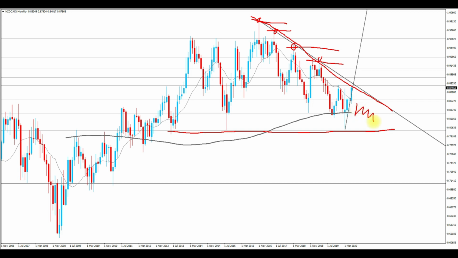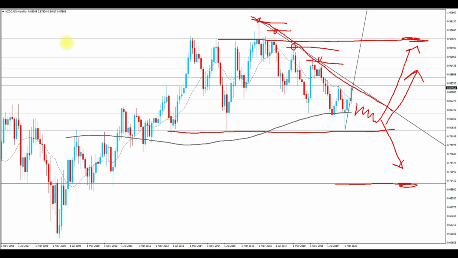So I'm expecting price to break out of this pattern eventually and give us a move back up to this level up here. But of course we could still get a breakdown, and if we do so, I'm expecting price to come and test this level here. But I am favoring price to break up to eventually hit this level up here.